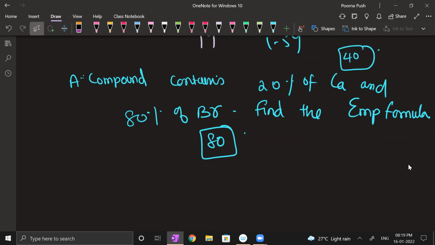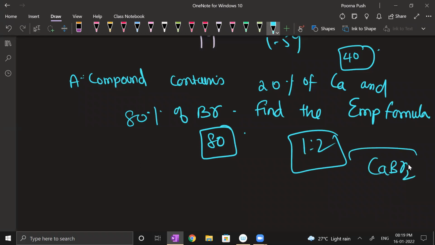One is to two, ma'am. CaBr2. Yes, correct. Now 1 is to 2, CaBr2. Check whether all of you got it. If everyone didn't get it, I'll work it out and show. Yes, ma'am. All of you got it? Fine.